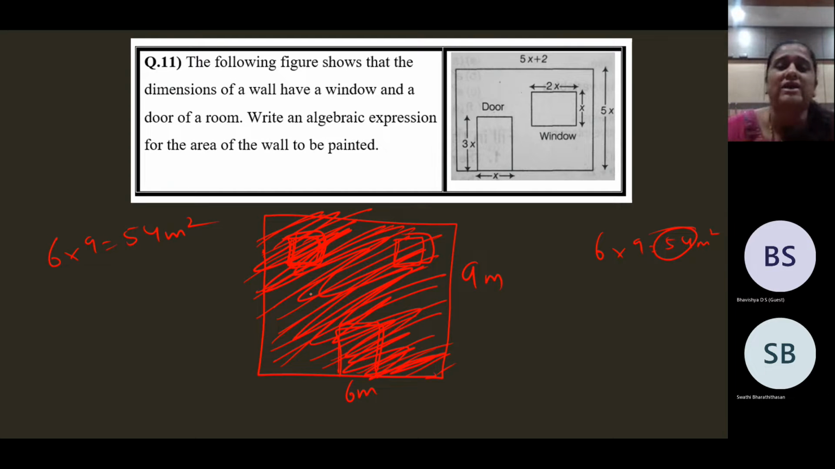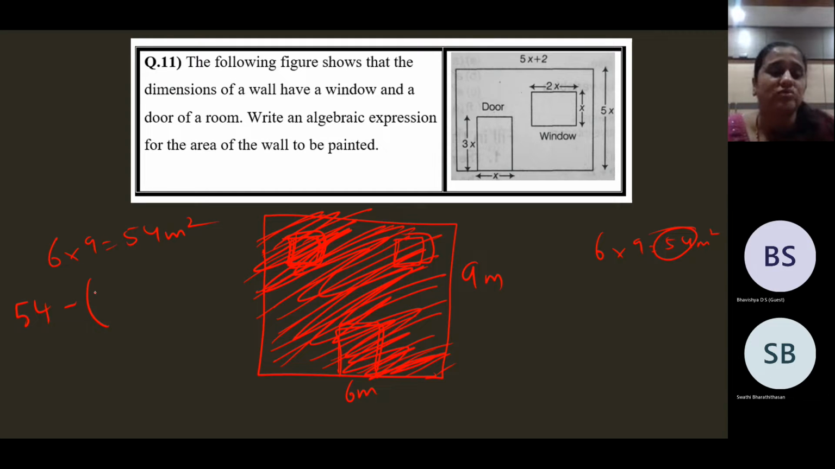But you know that the wall is actually not 54 meters square. There are two windows and one door. So you should take away that area. The area of the wall alone, because where there are two windows, there is no wall. Where there is a door, there is no wall. So you should take out that area. So from 54 meters square, which is the area of the wall, you should take away.